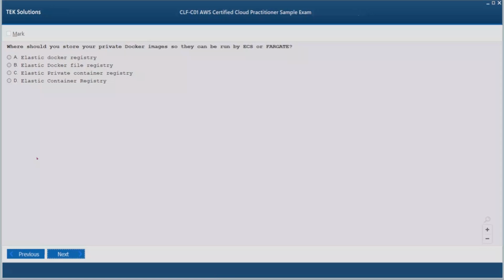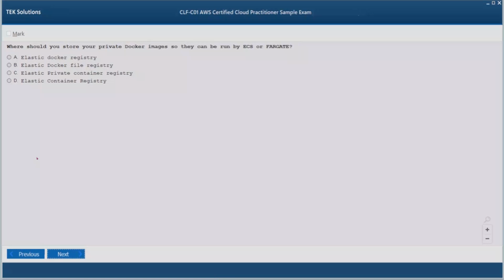Option A, Elastic Docker Registry. Number B, Elastic Docker File Registry. C, Elastic Private Container Registry. And D, Elastic Container Registry. Whenever you store your private Docker images to run either by ECS or Fargate, you need to register it.